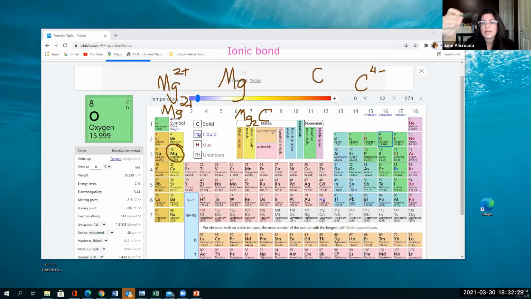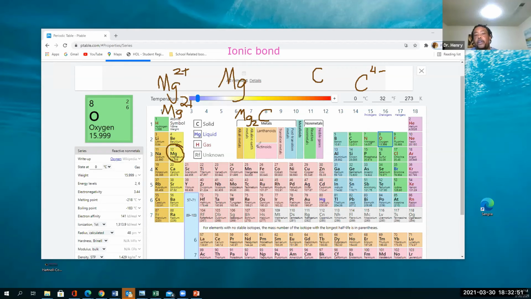So we're only getting the positive one to balance out to 0. We're not worried about the negative one. They're both balancing out, right? You're worried about them balancing together. Does that make sense? Because you don't see a charge on either of them, right?